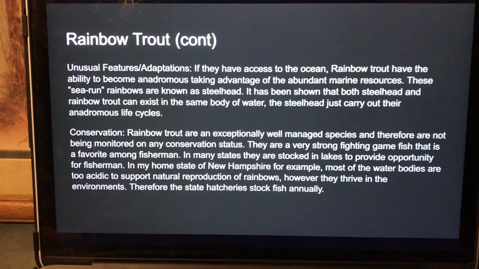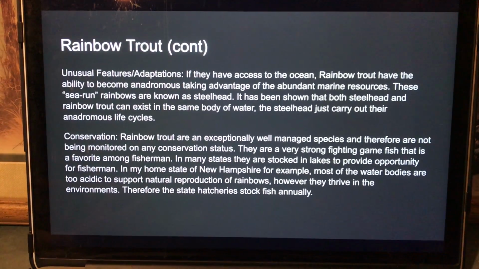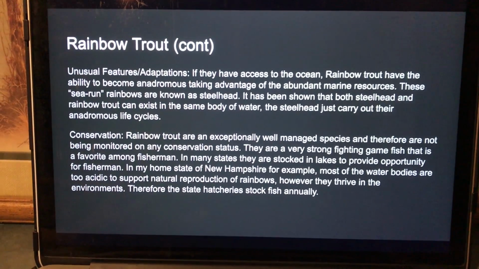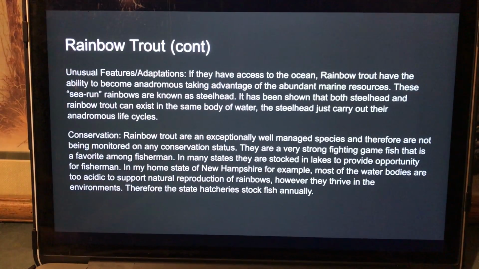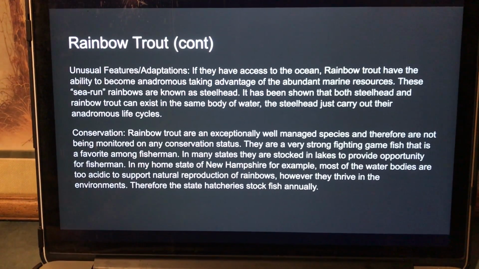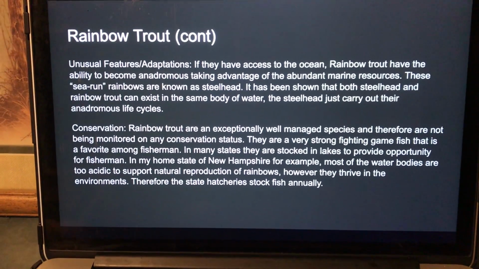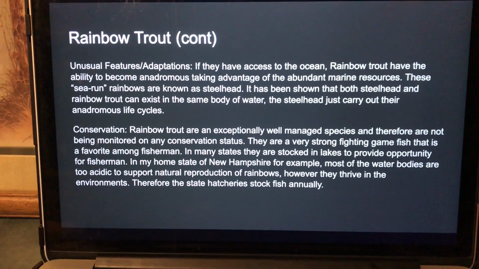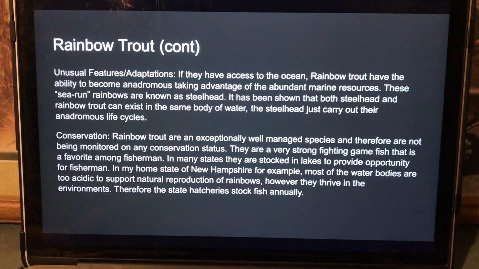So, some unusual features and adaptations. If rainbows have access to the ocean, they have the ability to become anadromous, taking advantage of the abundant marine resources. These sea run rainbows are also known as steelhead trout. So they're the exact same species, just the ones that live the anadromous lifestyle are called steelheads, and the freshwater only fish are rainbows.